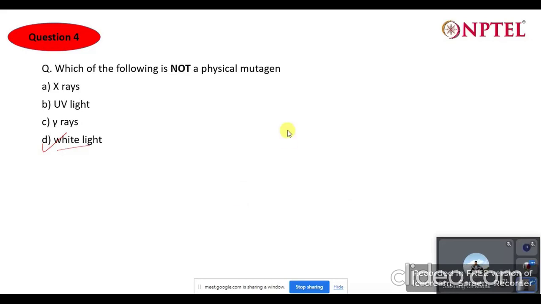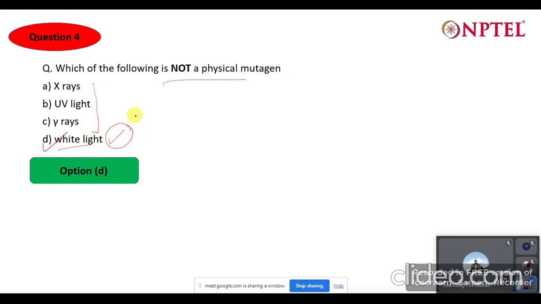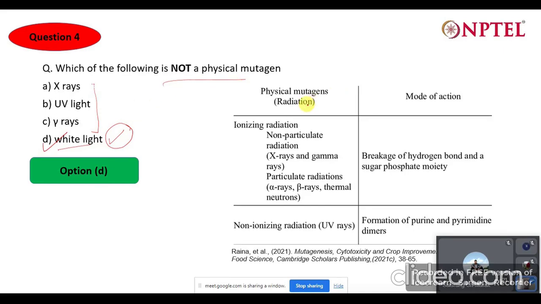Yeah. So question 4 is, which of the following is not a physical mutagen? So we have the options X-ray, UV light, gamma rays, and white light. So the correct option is white light. The physical mutagens are ionizing radiations, basically X-rays and gamma rays, as well as alpha and beta rays, which are also categorized under the ionizing radiations.